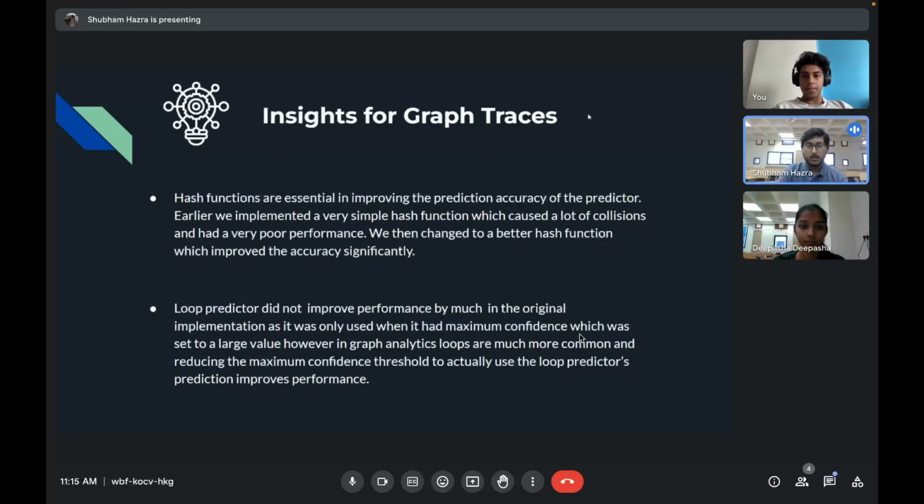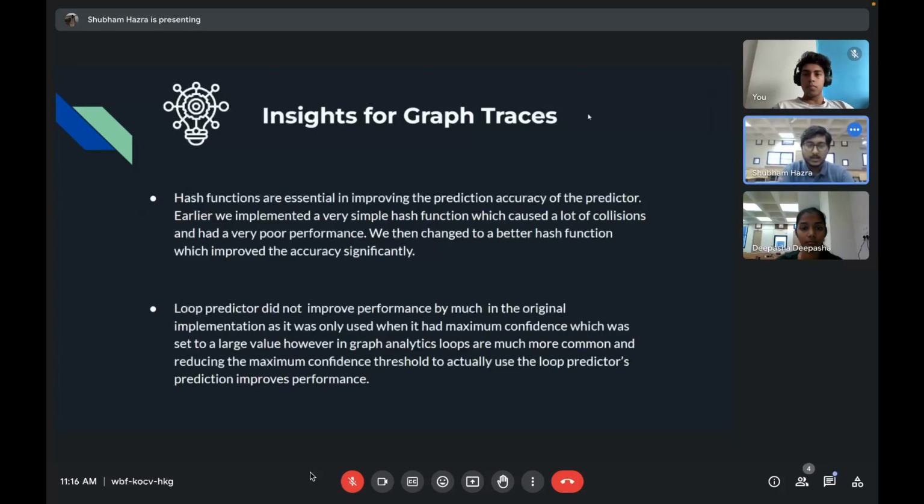Now I'll talk about the major insights that we gained. The very first insight was that hash functions are really significant in determining the accuracy. That is because earlier we were using a very simple hash function, which caused a lot of collisions while indexing, so the accuracy was very low. We then looked at the original implementation and used that hash function, which increased our accuracy significantly. So the hash function is very important.